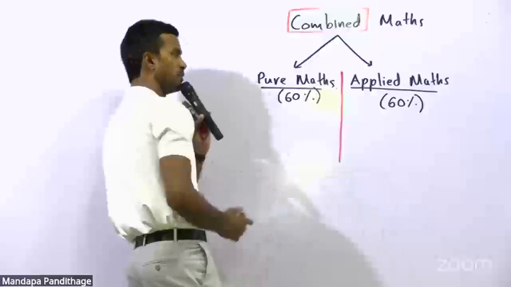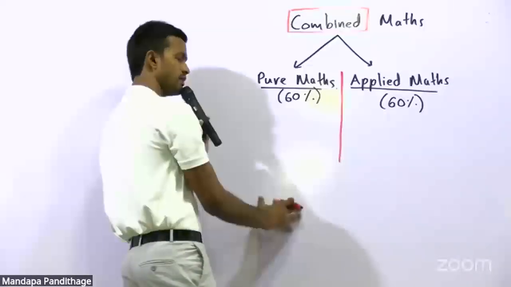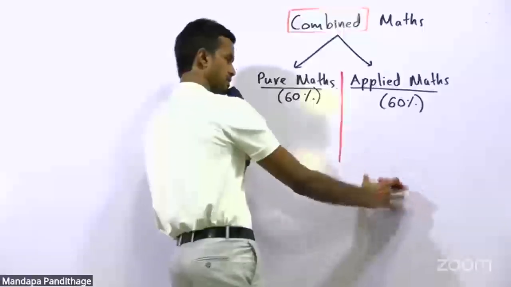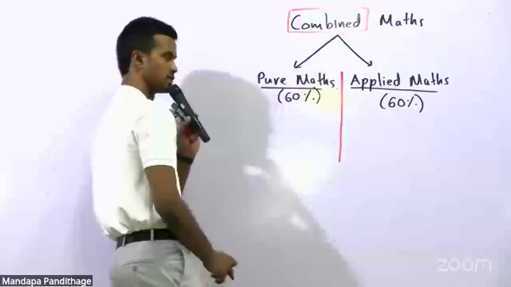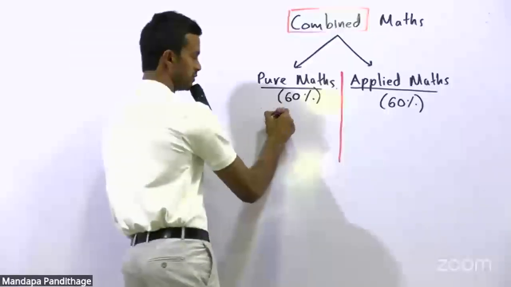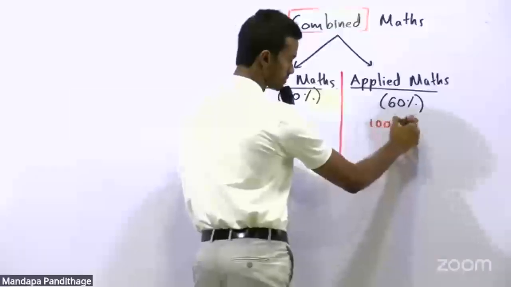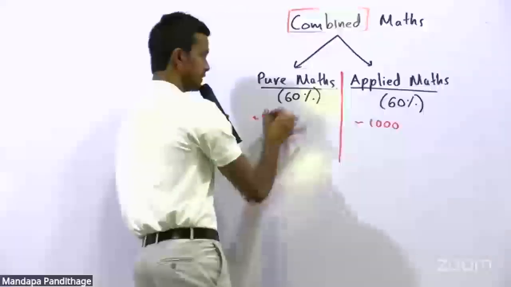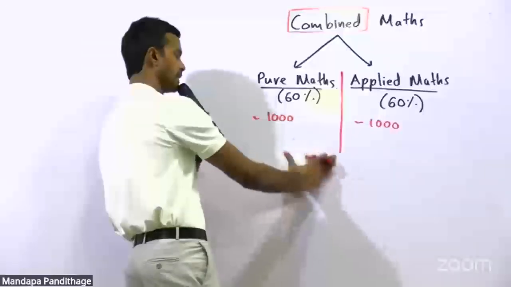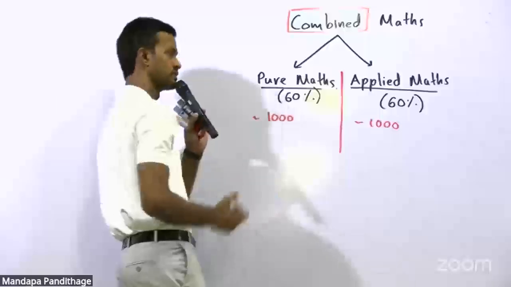So we get two equal papers, each with 10 first part questions and 7 essay questions where you have to select 5 questions. In the pure maths paper, you get 1000 marks. For the applied maths paper, you get 1000 marks. So combined maths is marked out of 2000, and when you divide it by 20, you get the final mark for combined maths out of 100. So this is how your syllabus goes.